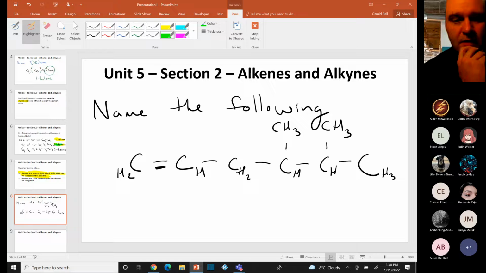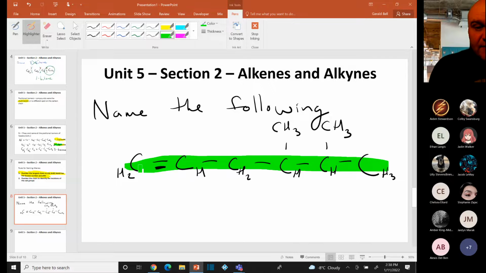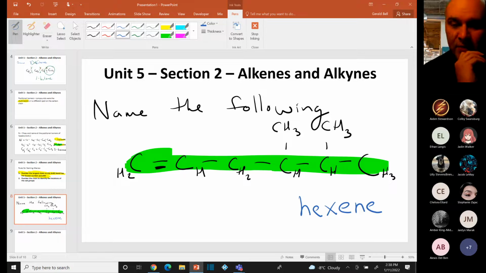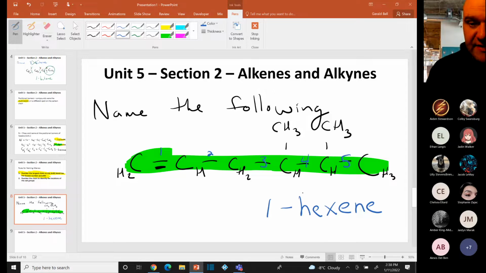Okay, so we want the longest chain that contains the multibond. We have a couple of options, and it's probably easy enough to just go straight across here. That would be 6 in a row, and 6 is hex. We need an E next to represent that this hex has a double bond in it, so hexene. We're also going to number our chain. Hopefully it's pretty obvious that the double bond is in the 1 spot. I'm just going to number the rest of these bonds. So this is a 1-hexene.